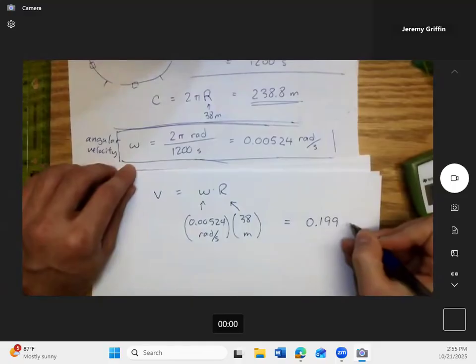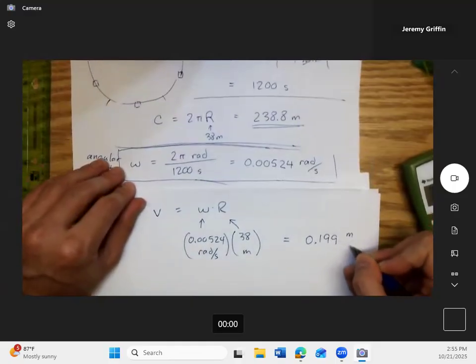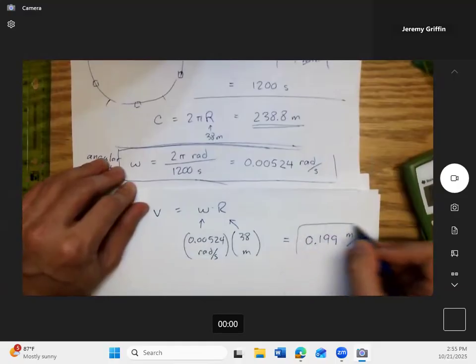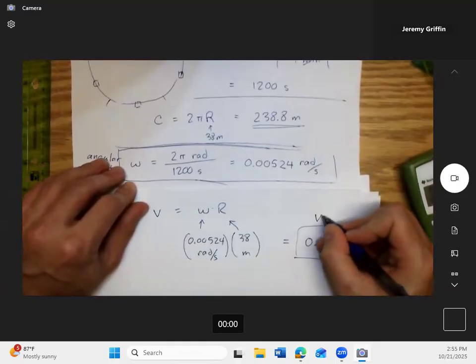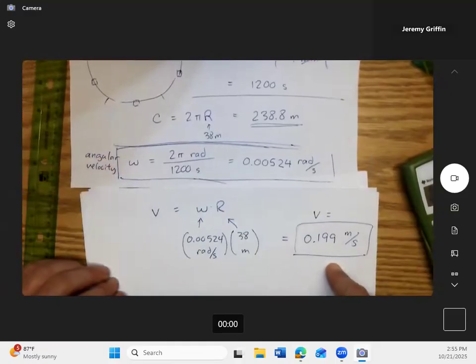0.199. And what's the units on that number? 0.199 what? Meters per second. Aha, because that's a linear speed. This is v right here. So maybe about 0.2 meters per second. Pretty slow. That's definitely less than 1 mile per hour. It's going around real slow around this Ferris wheel.